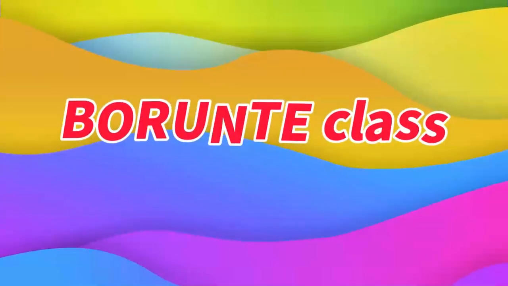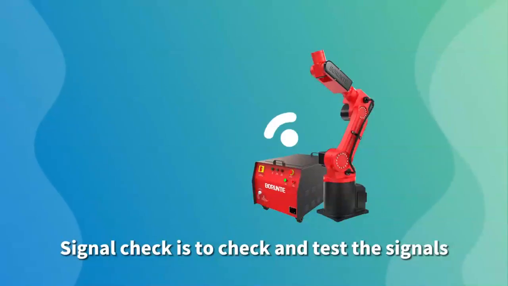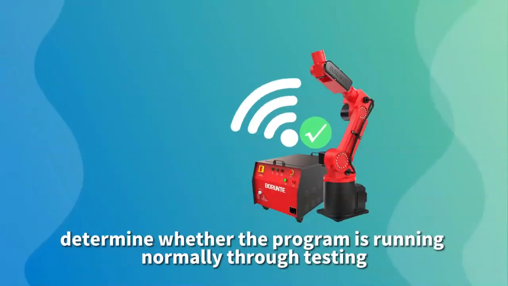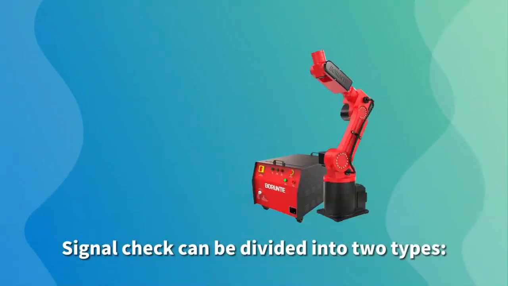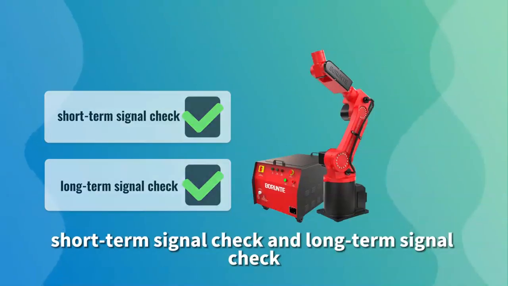Bolaunter class, introduction, and practical application of signal check. Signal check is to check and test the signals, determine whether the program is running normally through testing. Signal check can be divided into two types: short-term signal check and long-term signal check.